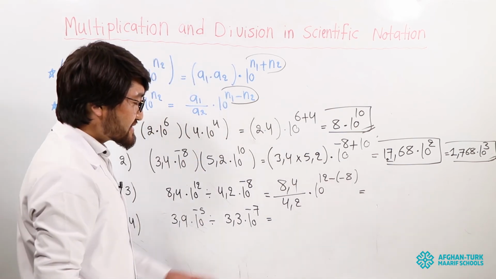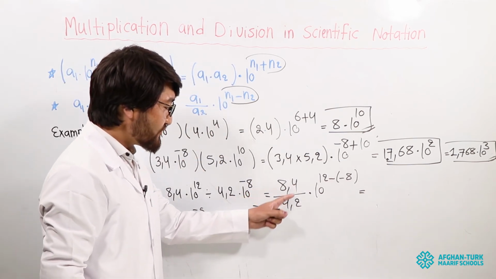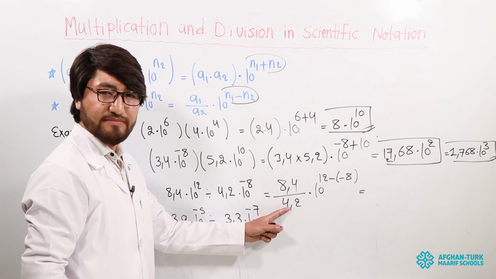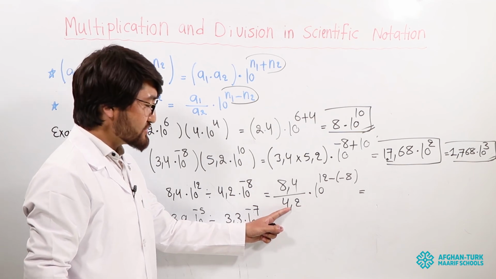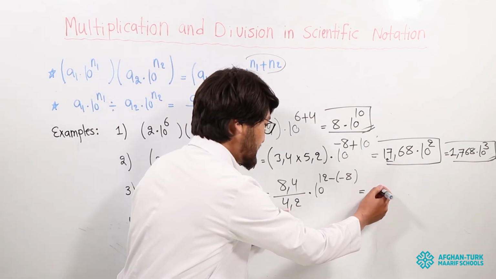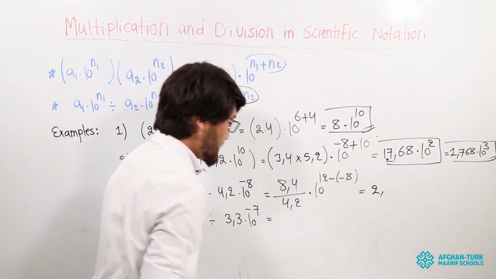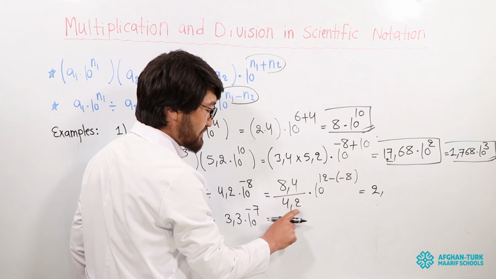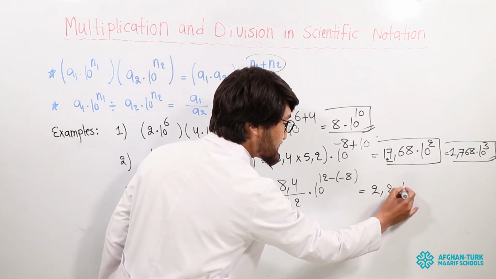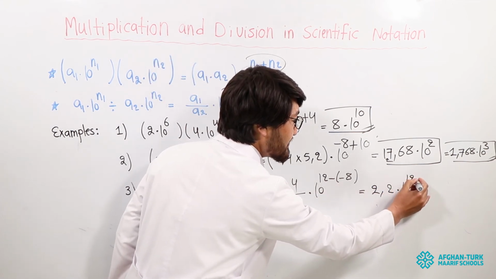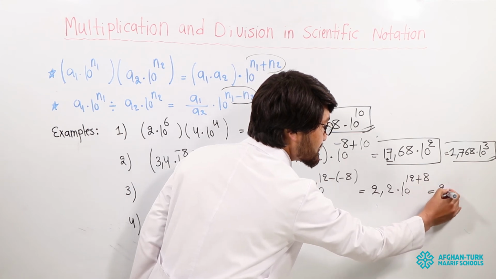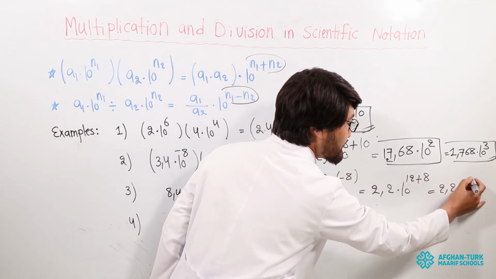We divide these numbers, 8.4 divided by 4.2, is equal to how many? Tell me the answer, my students. 2.2 times 10 to the power of 12 plus 8, 2.2 times 10 to the power of 20.